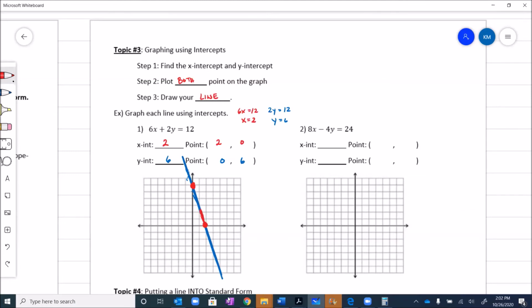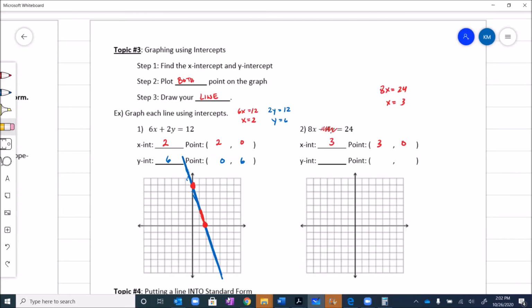Okay, there's that. Numero dos, doing the same thing. I need to find the x-intercept. Basically call it the cover-up method, right? If you cover up the y's, it's the same thing as plugging in 0 for y. 8x equals 24, divided by 8, x equals 3. My coordinate would be 3, 0.